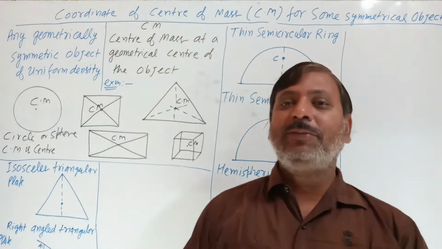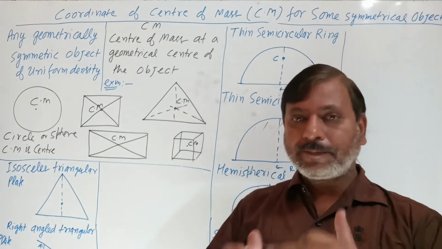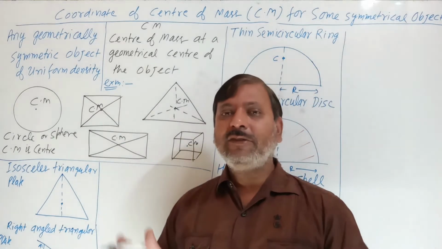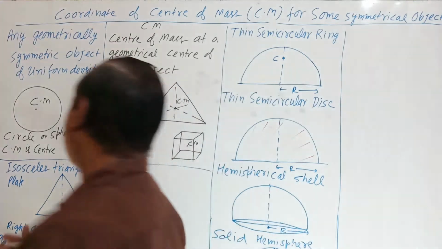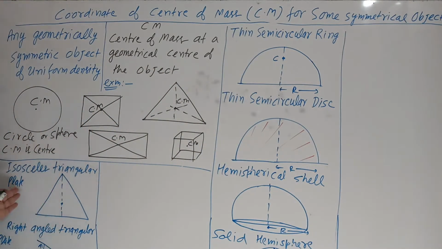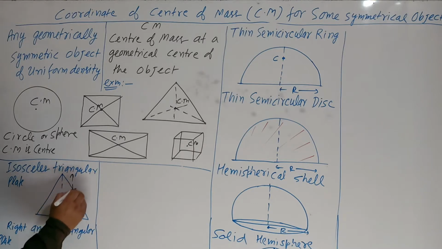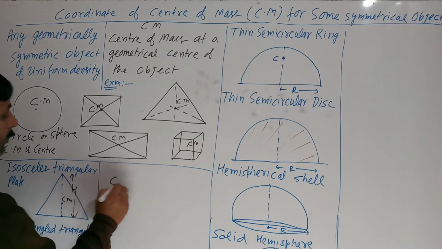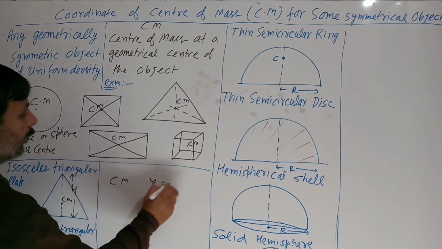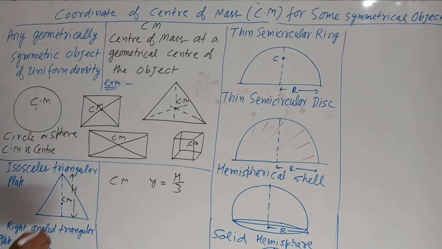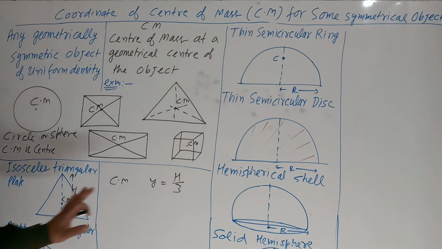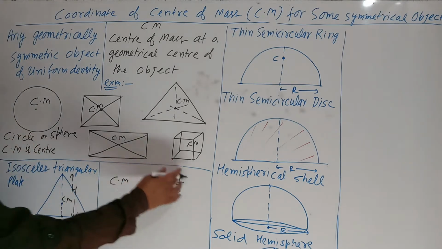When there is no symmetrical distribution, some objects are divided unsymmetrically along the x-axis or y-axis. So how will we find the center of mass? Here is an isosceles triangle plate. If the height is h, and you take the origin here, the center of mass will lie on the perpendicular bisector at y coordinate h upon 3 above the base. So for the isosceles triangle plate, the center of mass will be at height h upon 3.